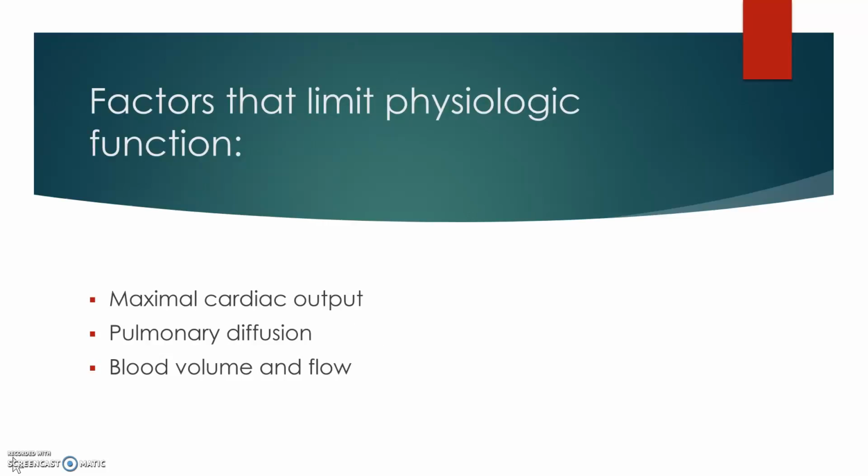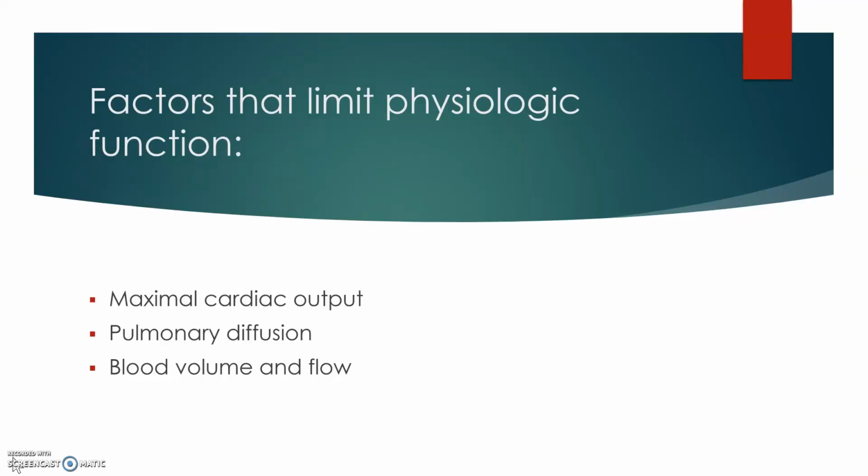Factors that limit physiologic function. Maximal cardiac output. 70 to 80% of limited VO2 max can be attributed to maximal cardiac output. Maximal heart rate remains unchanged with endurance training.